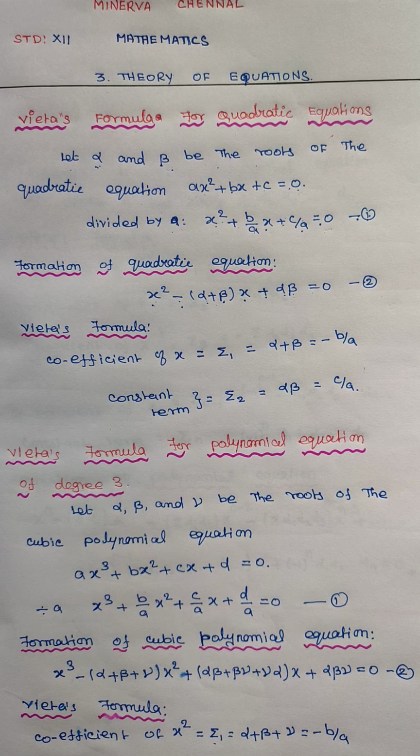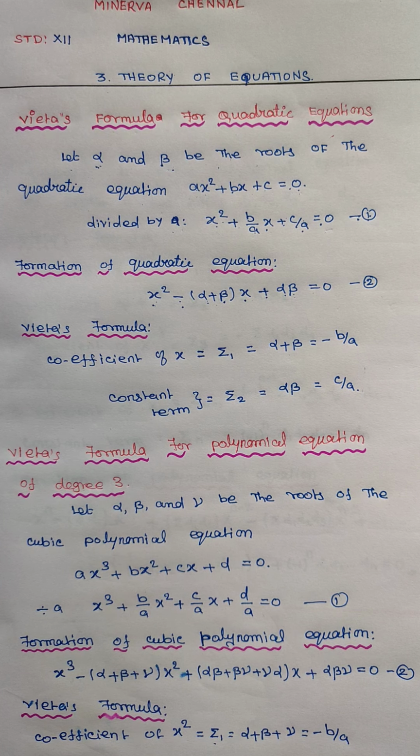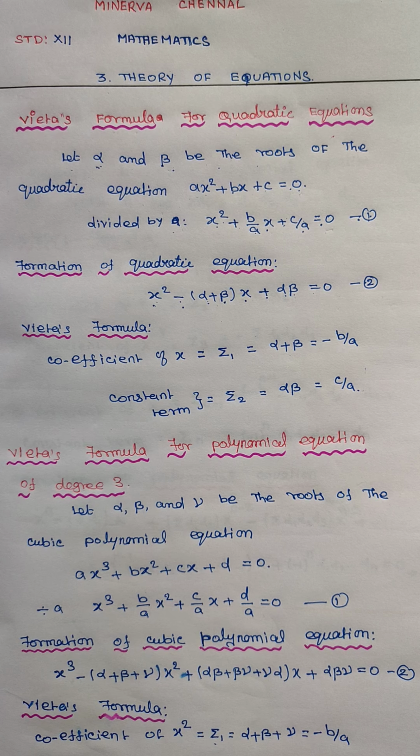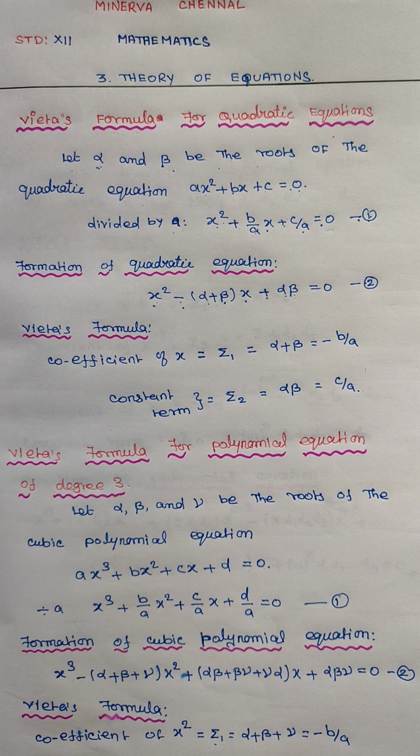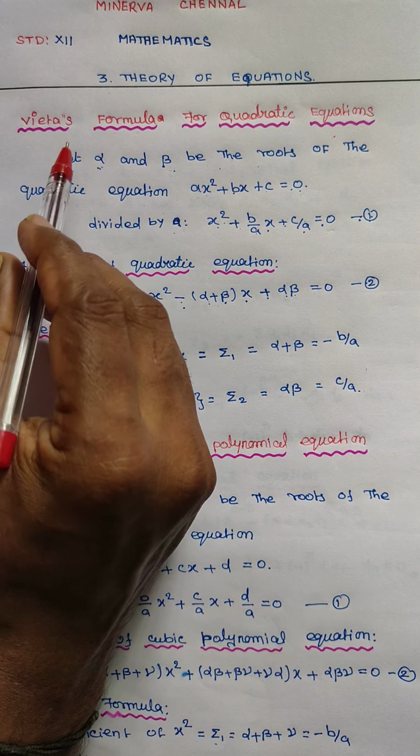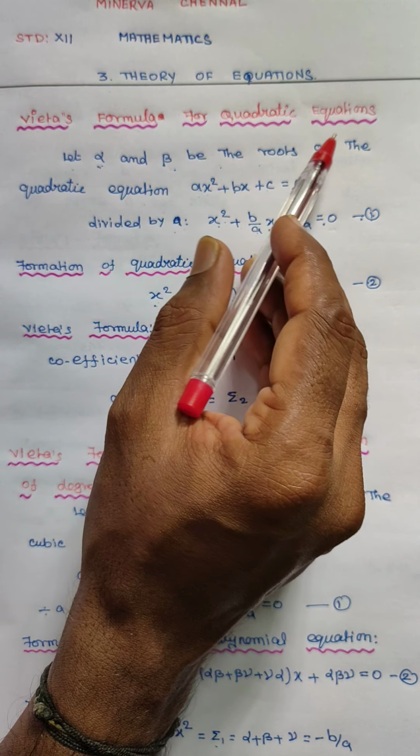First we are going to see Vieta's formula. So Vieta's formula relates the coefficients of polynomials to the sum and product of its roots. First we will discuss Vieta's formula for quadratic equation.